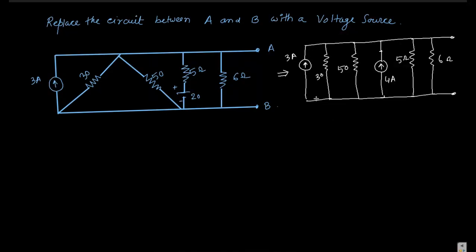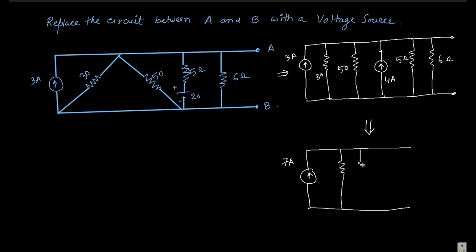If we convert this circuit into its equivalent circuit, then these 3 ampere and 4 ampere current sources are additive because they are in the same direction. So if you draw this current source, it becomes a 7 ampere current source. The resistances are 30 ohm, 50 ohm, 5 ohm, and 6 ohm. What is the equivalent resistance? Please do it yourself.